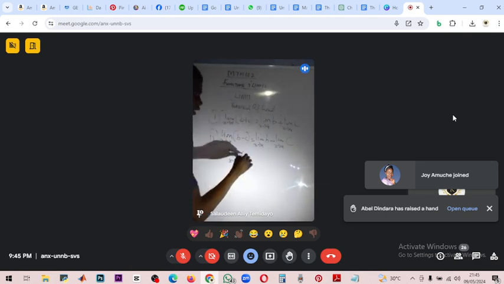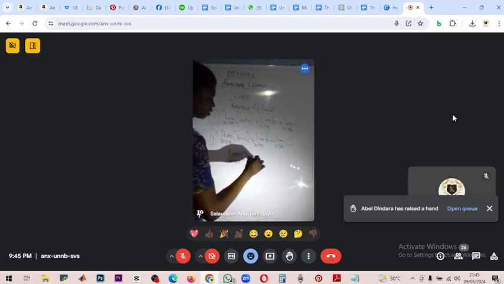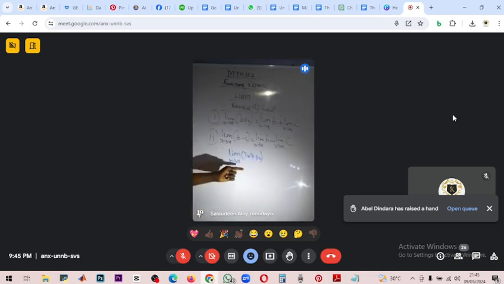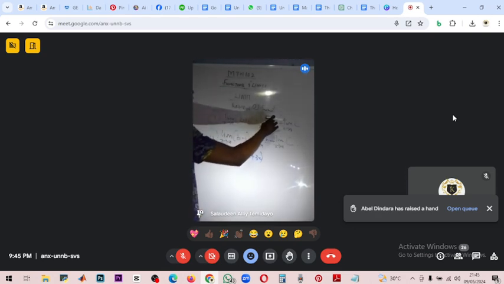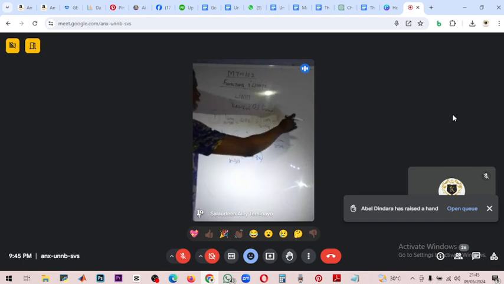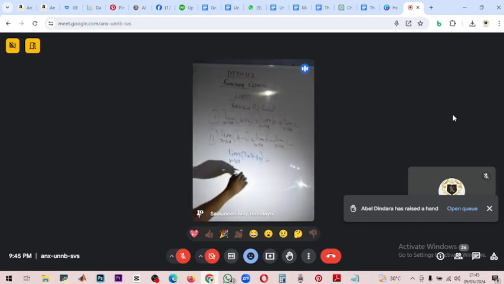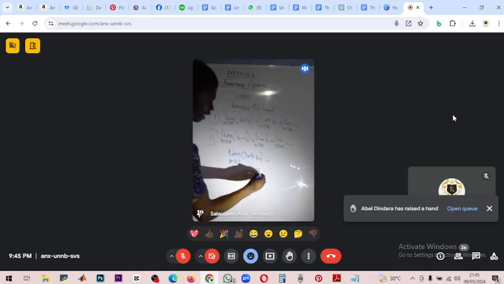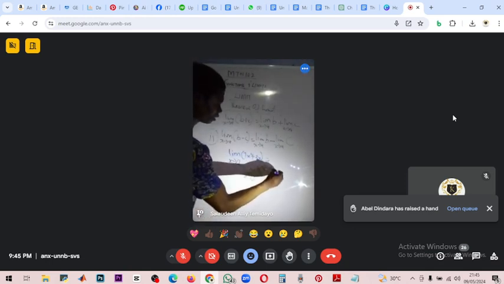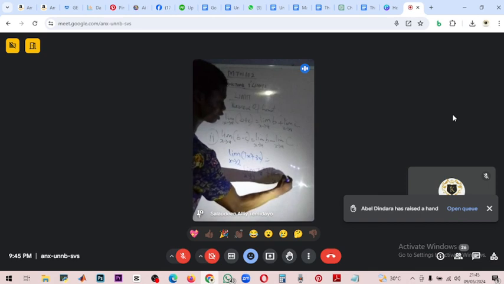If it's not b plus c now, let's say 7x squared plus 3x. For the first one, the limit x to a of b plus c can be written as the limit x to a for b plus the limit x to a for c. Let me use 2 instead of a: the limit x to 2 for 7x squared plus the limit x to 2 for 3x.